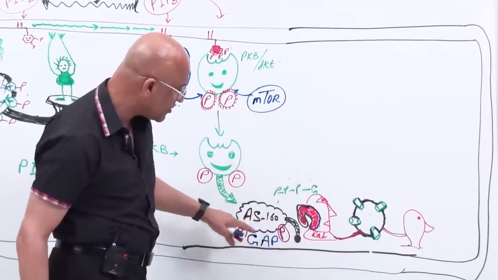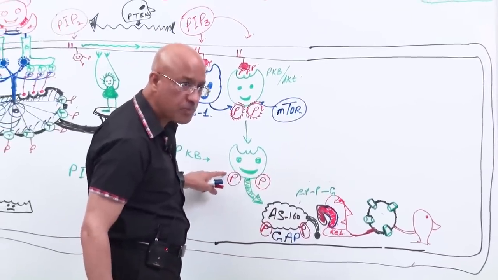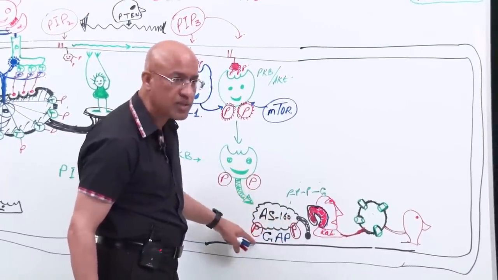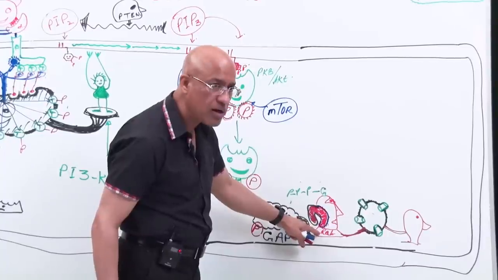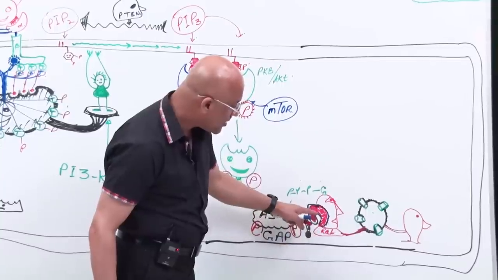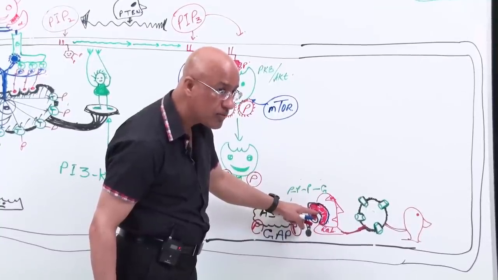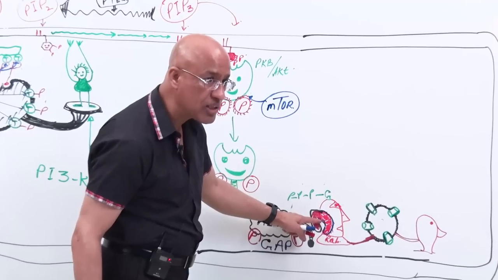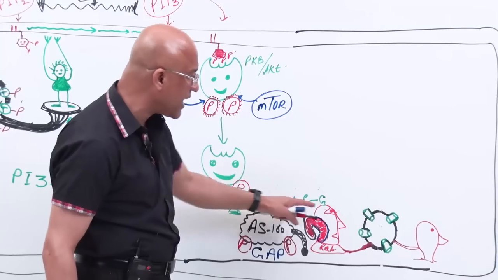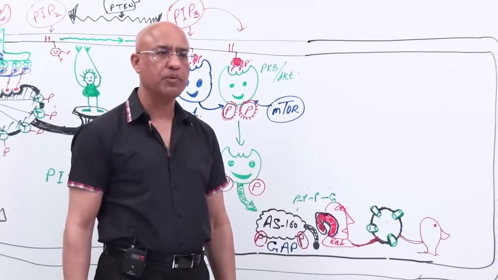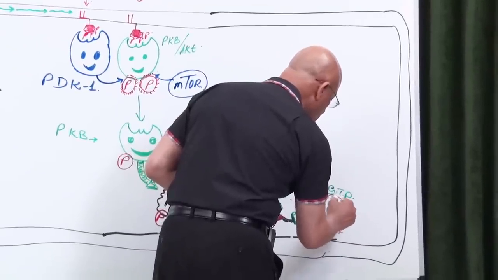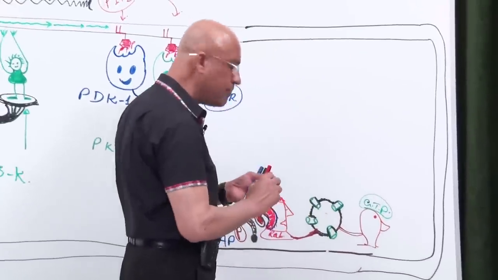The moment AS160 is phosphorylated by PKB, AS160 loses its GAP activity, and the result will be that Rab with its intrinsic GTPase activity is inhibited. When GTPase activity is inhibited, then the GTP which binds there actually activates the Rab proteins. So Rab proteins, now what is this? GTP bound. So this GTP bound Rab is active Rab.